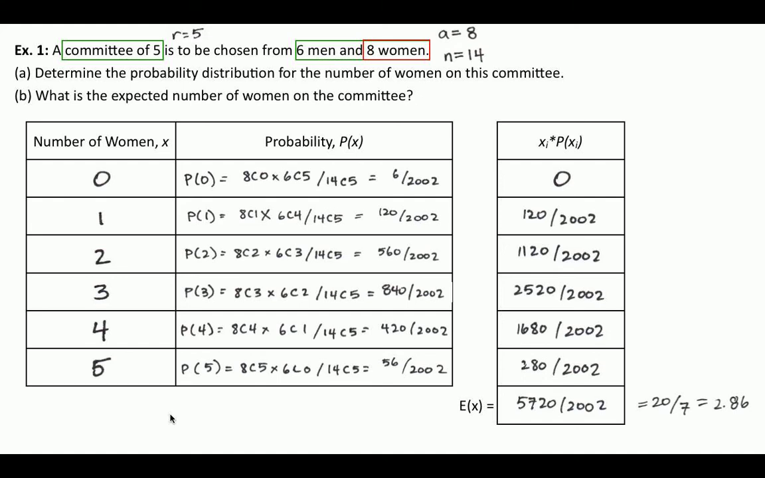Definitely more than half, because out of a committee of 5, 2.5 is half. So more than half of the people on the committee should be women. And that makes sense because there were 8 women and 6 men to choose from for this committee. So it was more likely anyway.